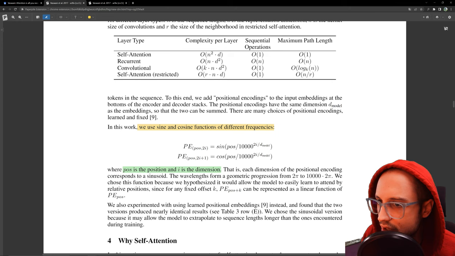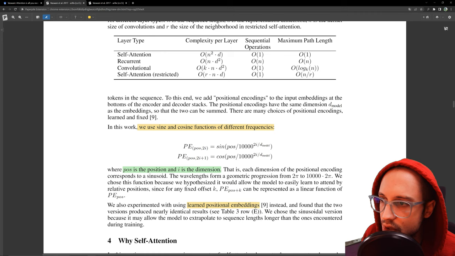We also experimented with using learned positional embeddings. So learned positional embeddings means that rather than just arbitrarily choosing this sine and cosine function here, you're actually going to approximate this positional embedding function with a neural net and then learn it over time.